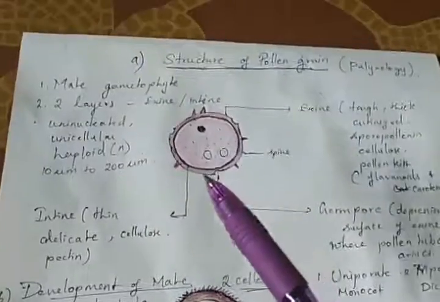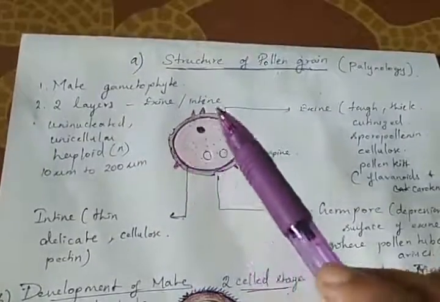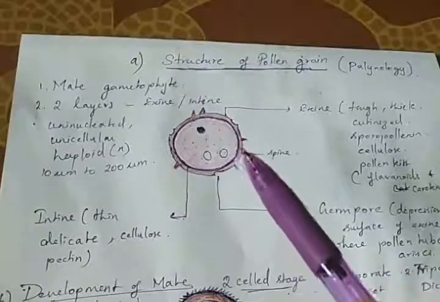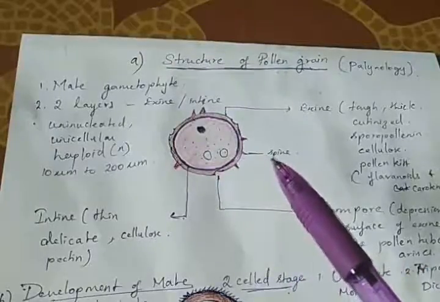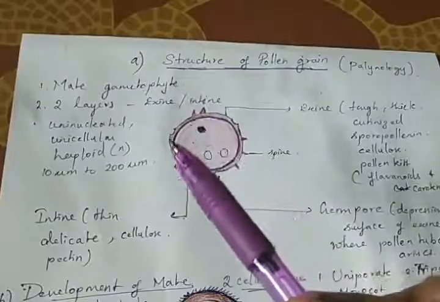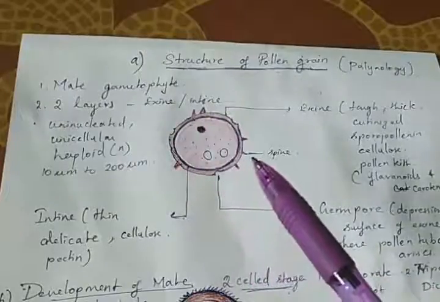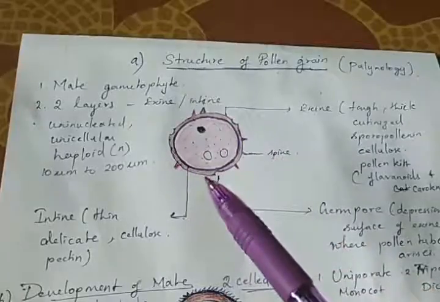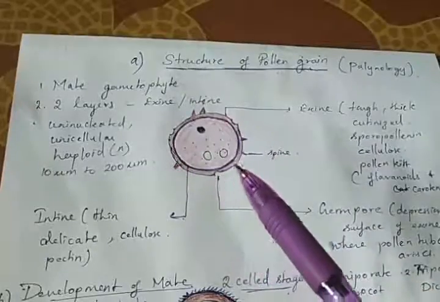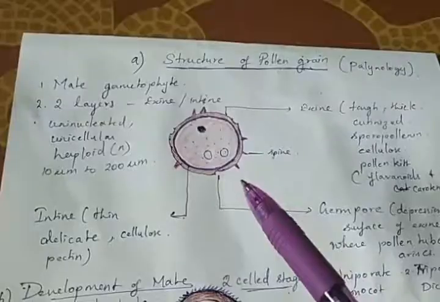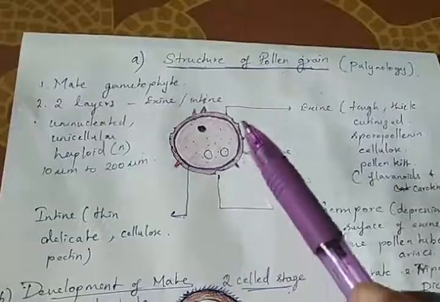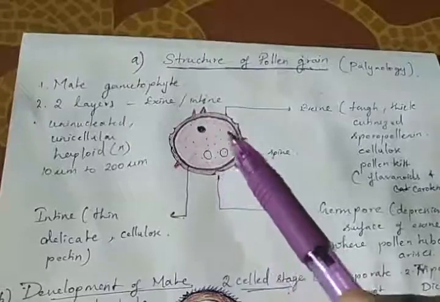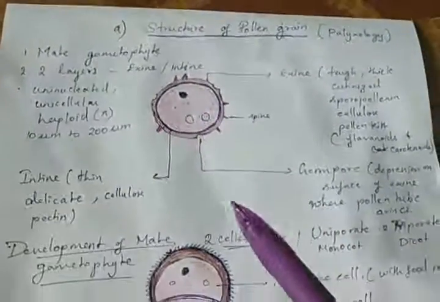If you see the pollen grain structure, on the outer surface there are certain spine-like structures. This we call spines. Certain pollen grains have spines, certain pollen grains don't have spines. Those having spines are called rough pollen grains. Without spines, they are called smooth pollen grains. Usually the rough pollen grains are pollinated by animals. Smooth pollen grains are pollinated by wind.